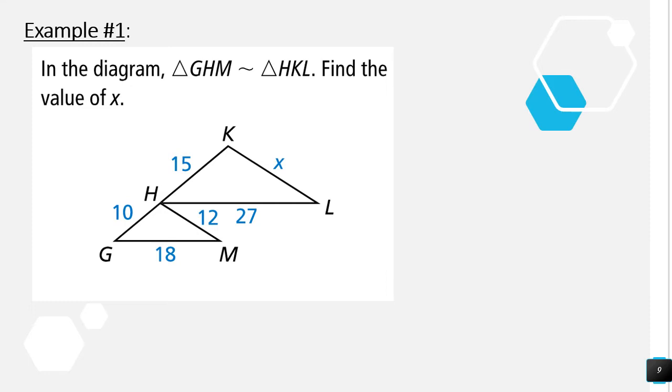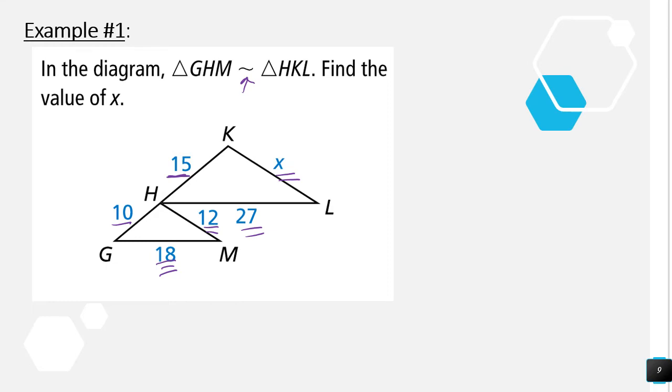I know some of these numbers are hard to read on your examples, so if you need to hit pause at any time and write the numbers on your paper, please feel free to do that. In the diagram, we have triangle GHM, and remember that this symbol means similar, so similar to triangle HKL. Now when I look at my bottom triangle, I have 10, 12, and 18 as my small, medium, and large. When I look at my big triangle, that's going to correspond here, small, medium, and large.